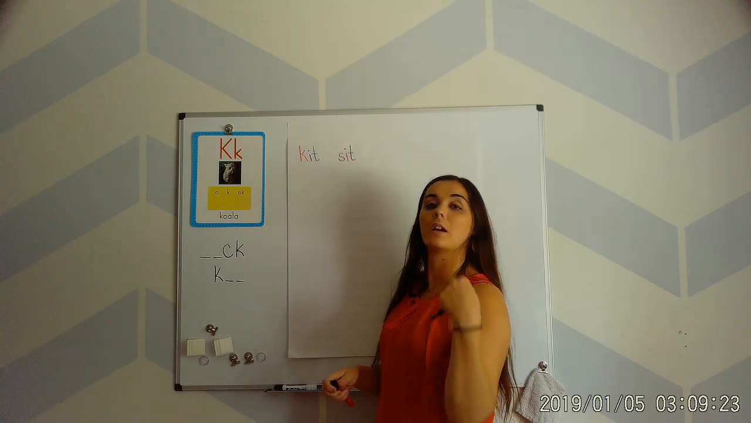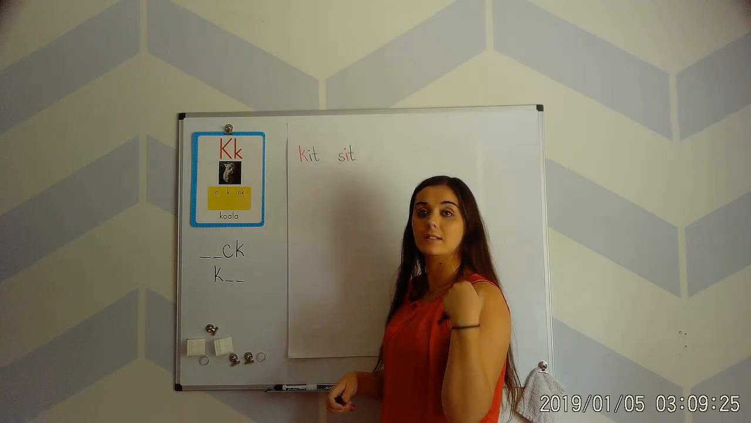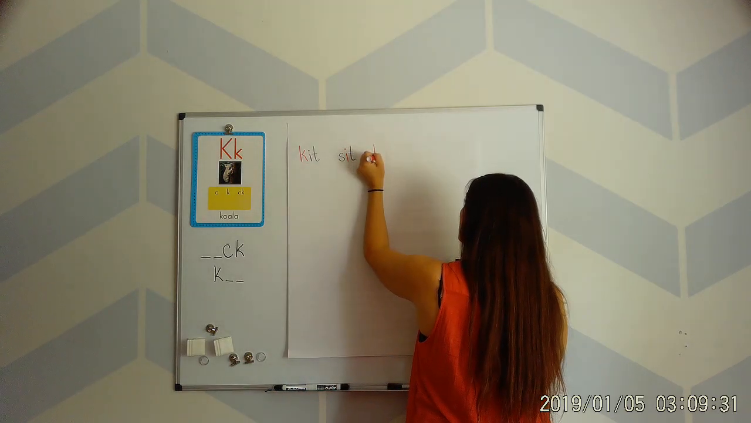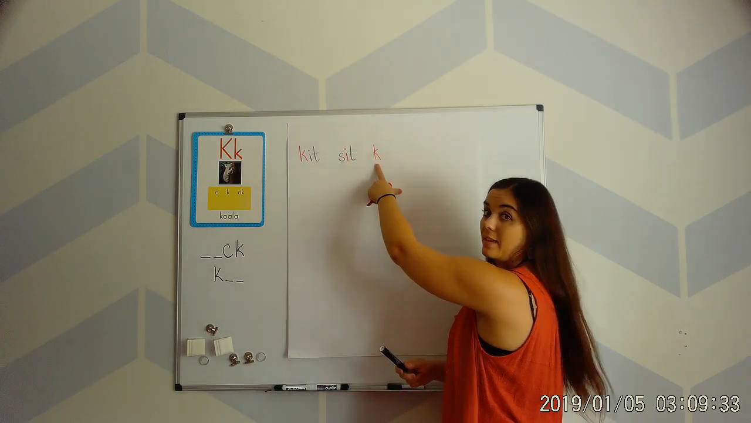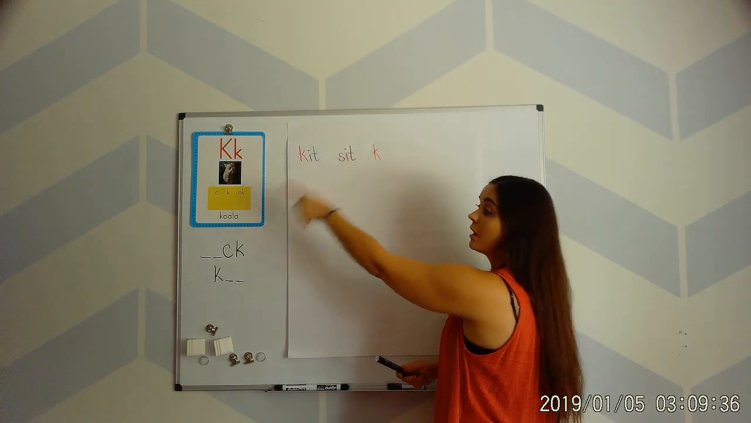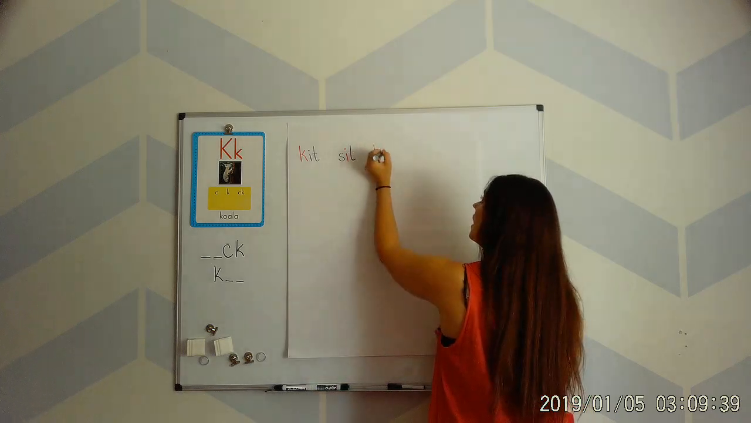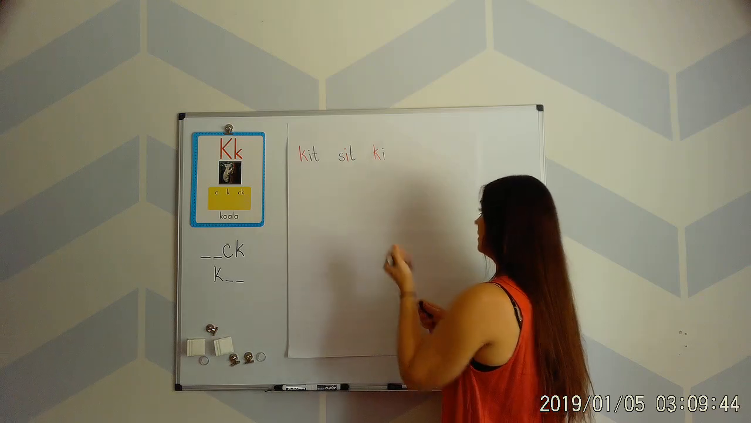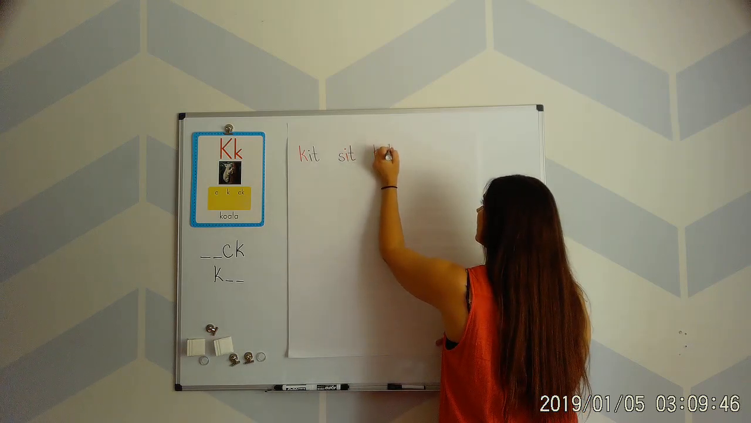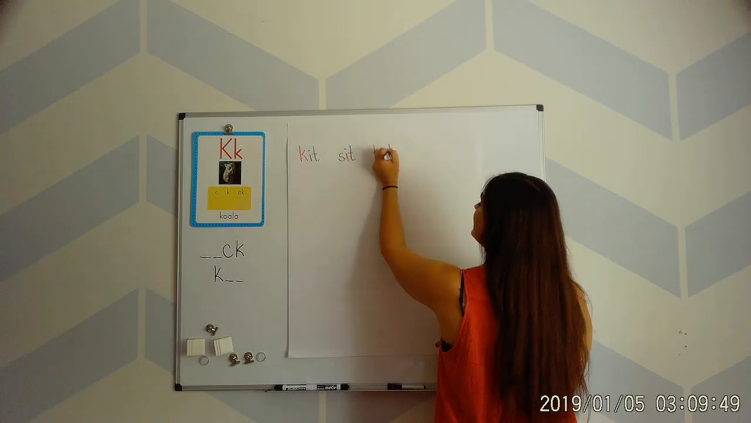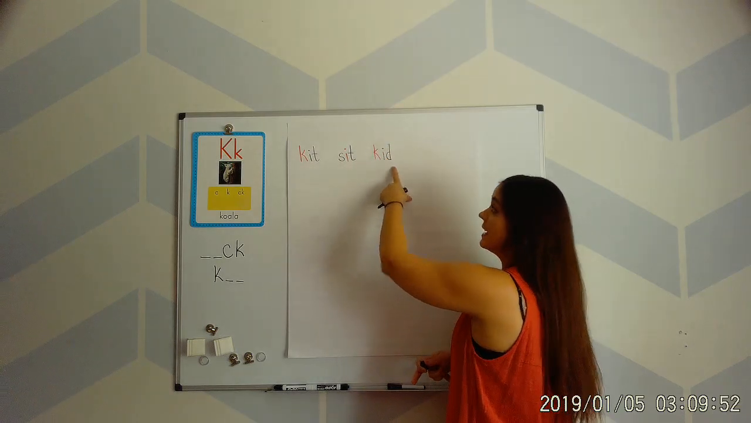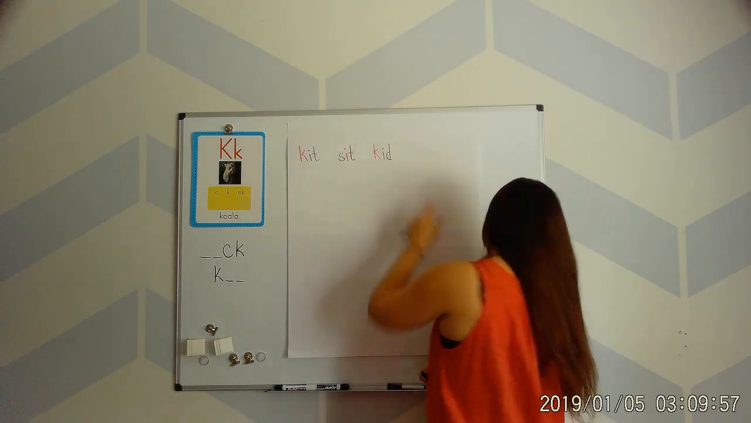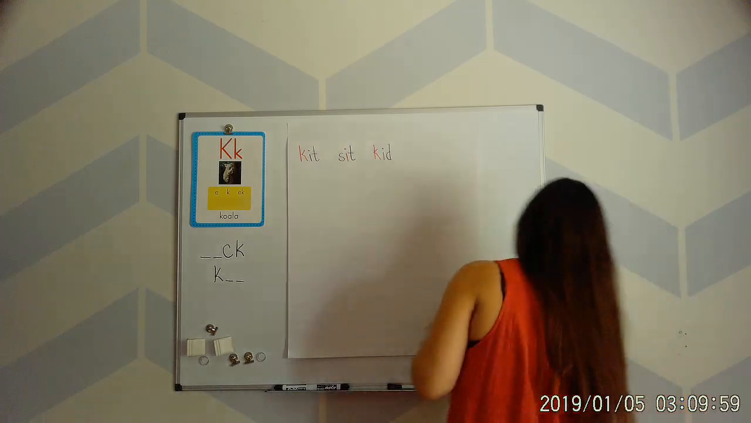And next word. Kid. Kid, your turn. Ka, i, da. Kid. So there's that K there at the beginning. So what does K say? Ka. And then there's that I. What does I say? I. And D. What does D say? Da. So now let's blend. Ka, i, da. Kid.